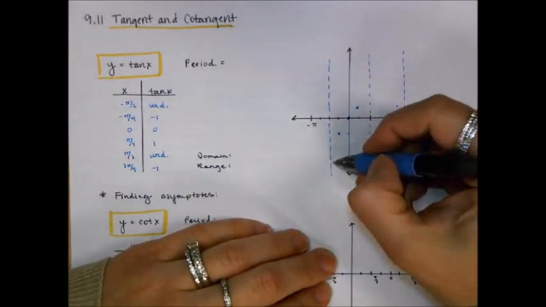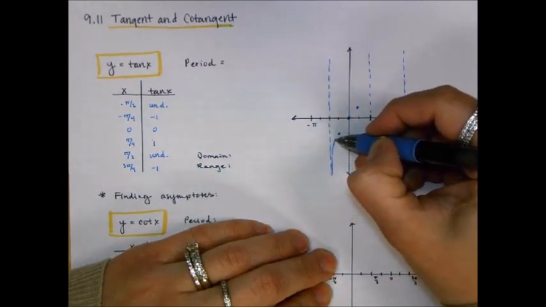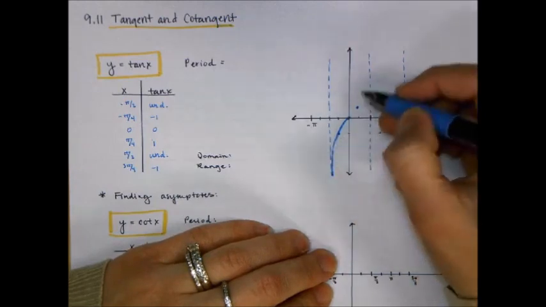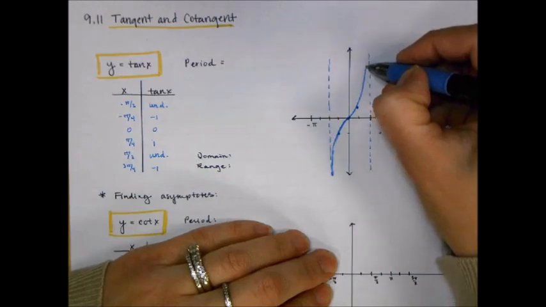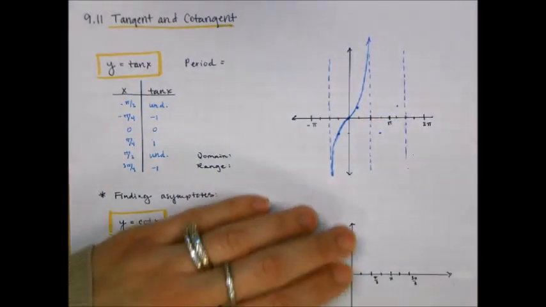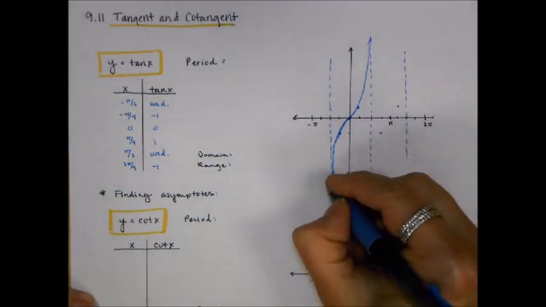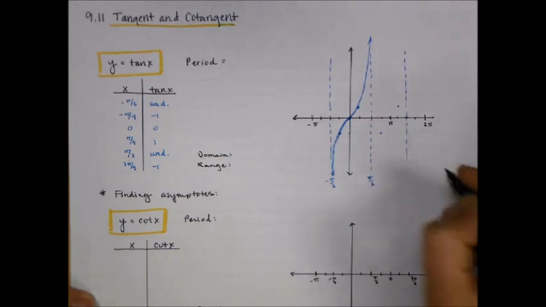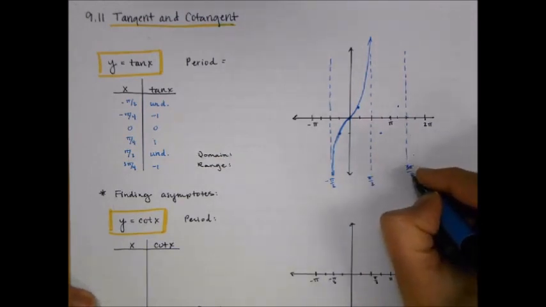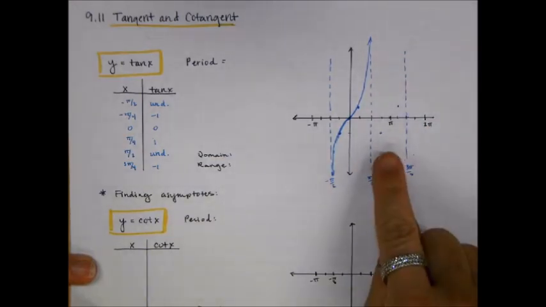And what's going to happen is it'll follow in this way, and out up here. So that is the first period of tangent. These asymptotes are at negative pi over 2, positive pi over 2, 3 pi over 2. And so what you'll notice is right here, the graph will repeat itself.